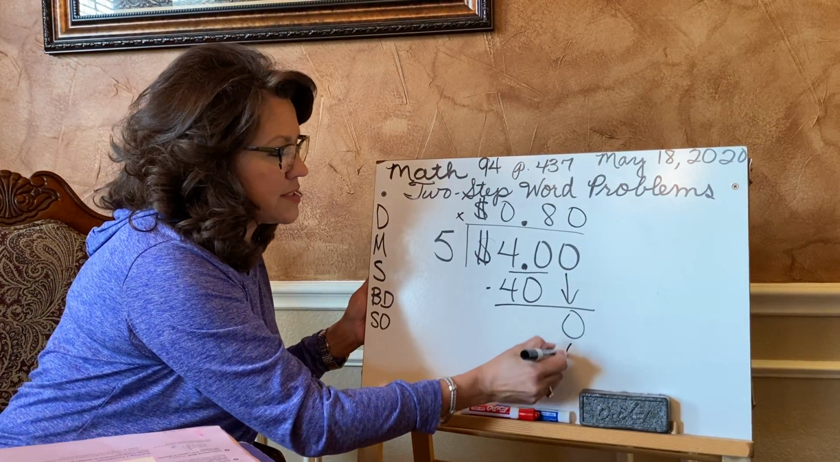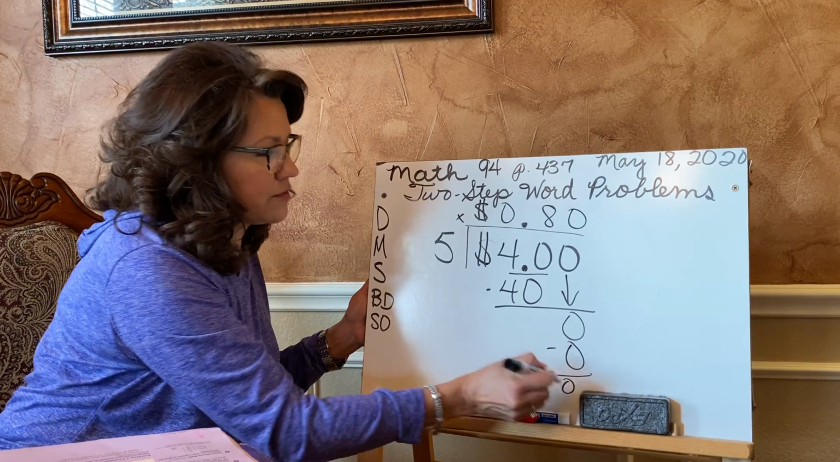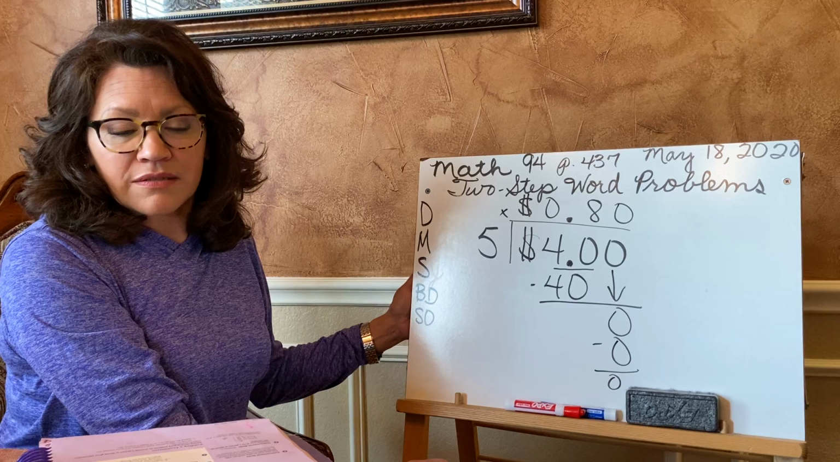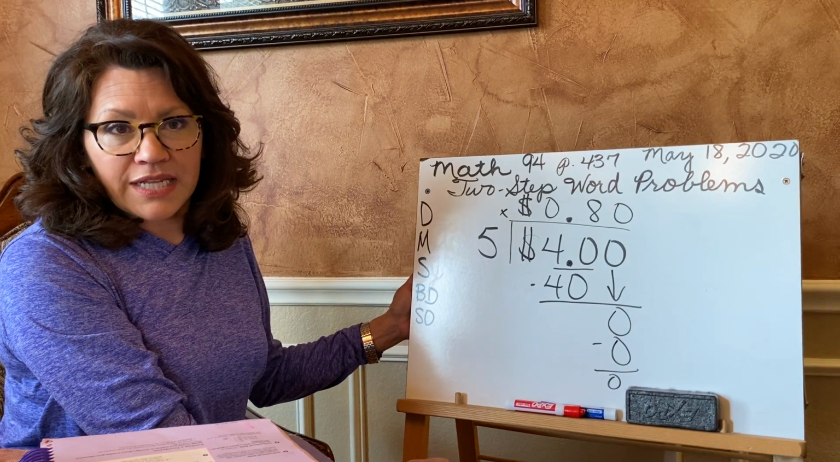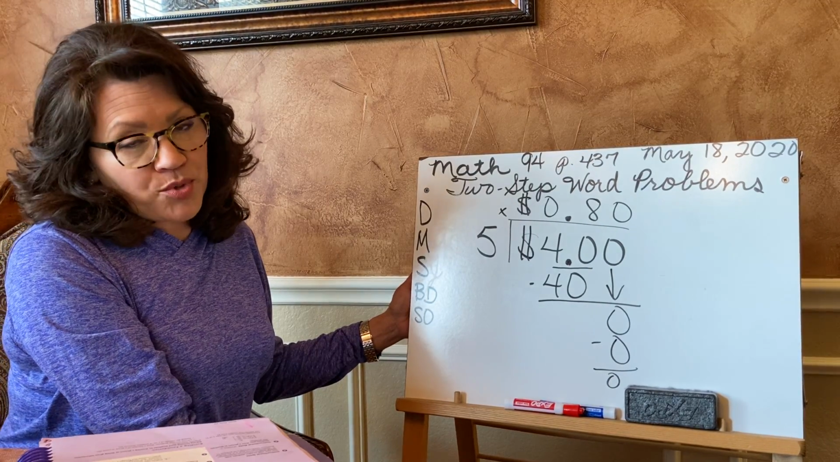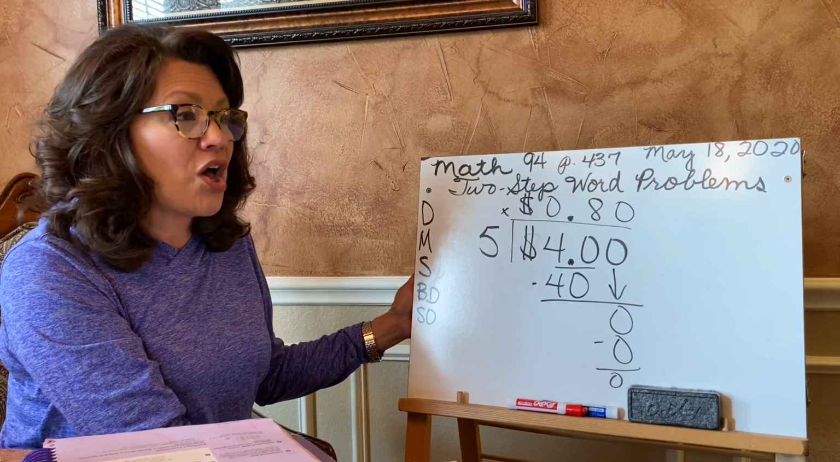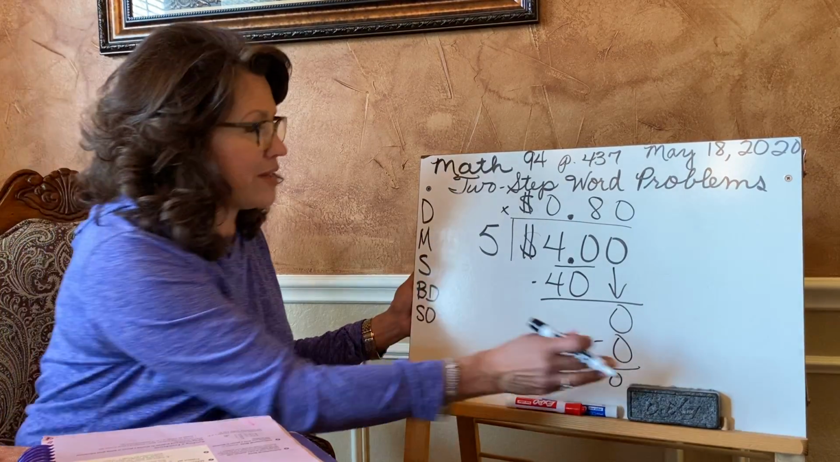0 times 5 is 0. We have no remainder. Okay? So now, each pound of apples costs 80 cents. Alrighty? At this point in the game, I would say, boys and girls, does anyone have any questions? And you'd be like, no, we know how to do this. And I'd be like, okay.